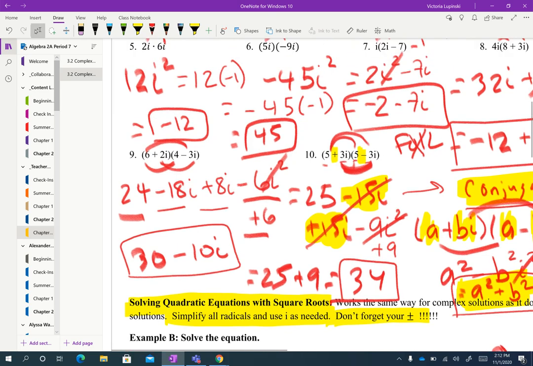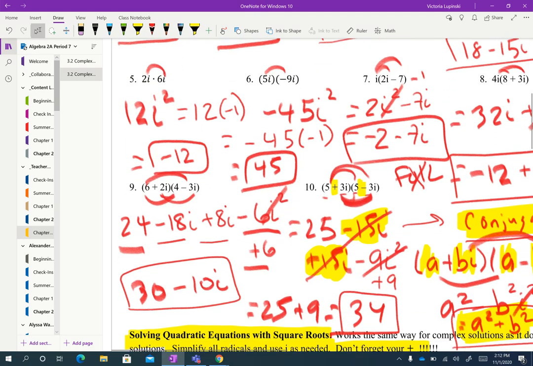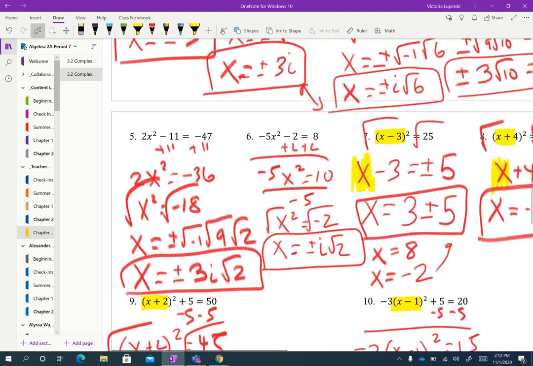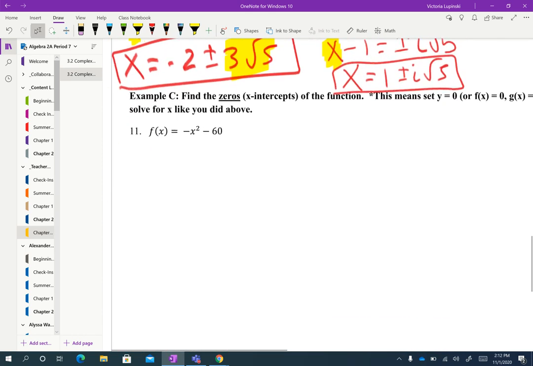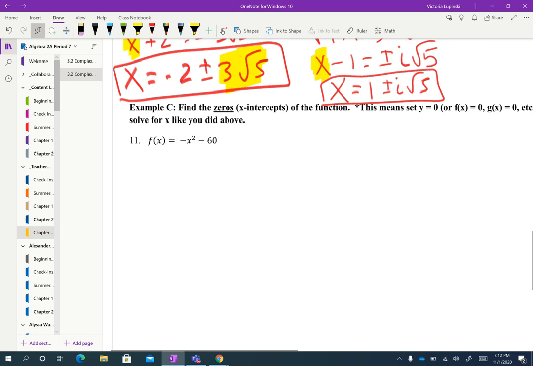Notice that for examples 1 through 10, there are no x's and there are no equations, compared to the second set, for which there are x's and there are equations. The final problem: notice that in number 11, instead of being equal to a number, you are equal to an f of x. So in example C, what they're asking you to do is to find the zeros.